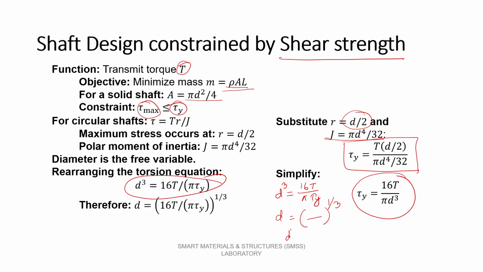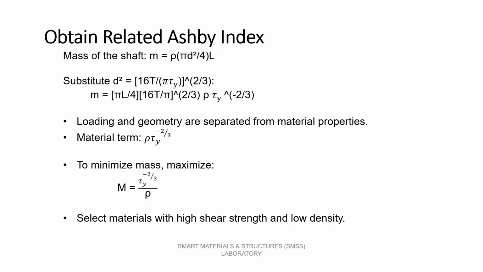So, d square will be the same, and this will become 2/3, right. So, that is what is happening here, that the same expression, but with 2/3, that will come into picture. So, you get this entire expression here, okay, of the mass m. Again, you use the same strategy of separating the things out. Okay.